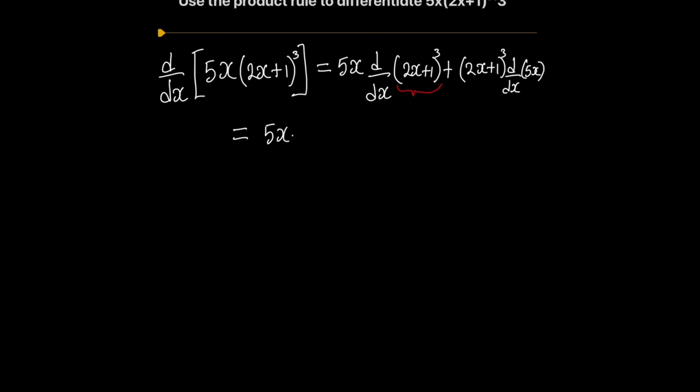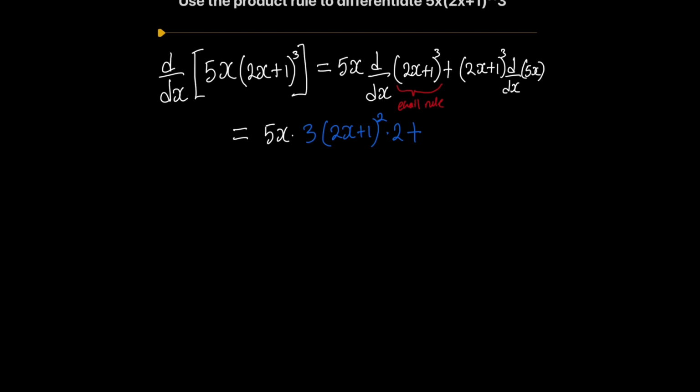Differentiating this 2x plus 1 power 3, we need to use the chain rule. And now to use the chain rule, that would be multiply the power, that is the 3, write 2x plus 1 of it to the power, which is being reduced by 1, and we get 2. Then times the derivative of this 2x plus 1. The derivative of 2x plus 1 is just 2.